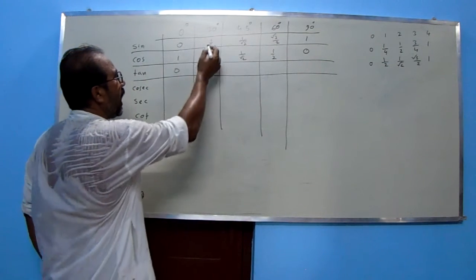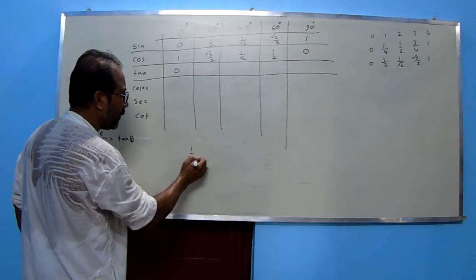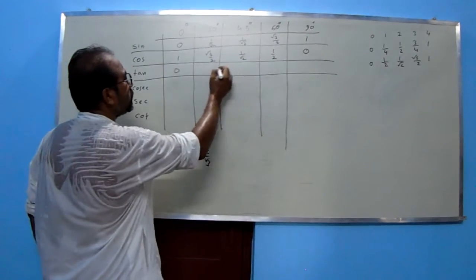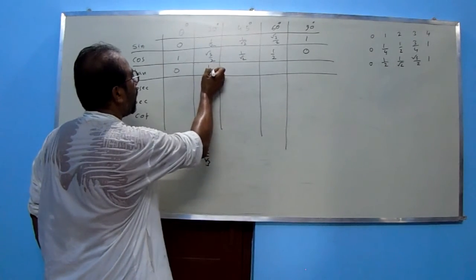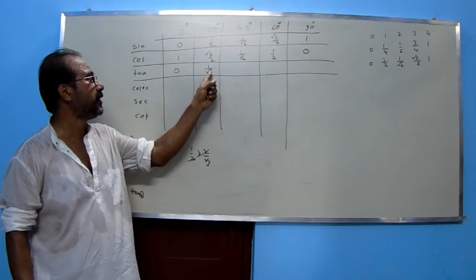Now tan 30: half divided by root 3 by 2. So half into 2 by root 3, right? 2 to 1. So 1 by root 3. So tan 30 is coming as 1 by root 3.